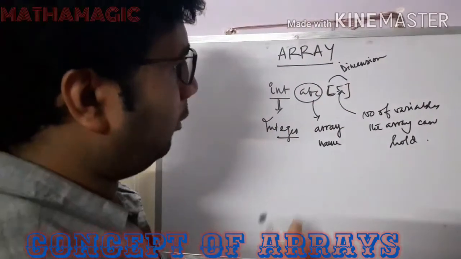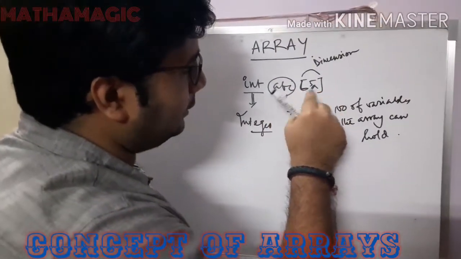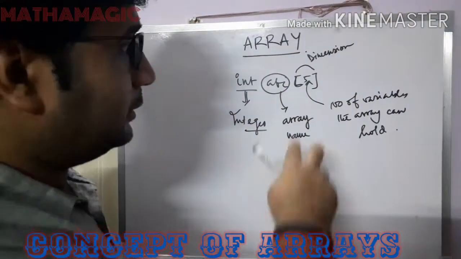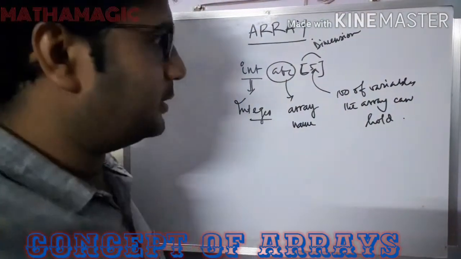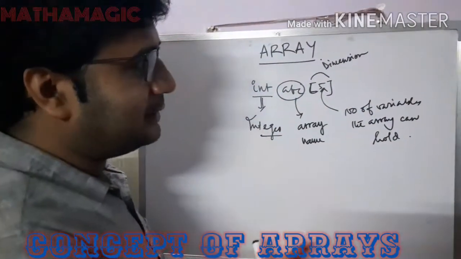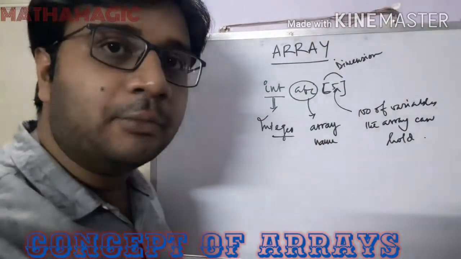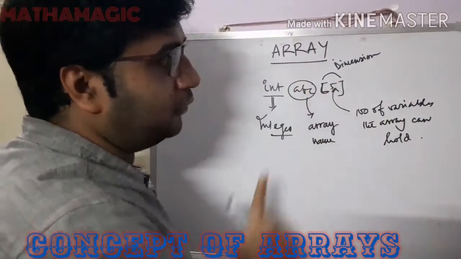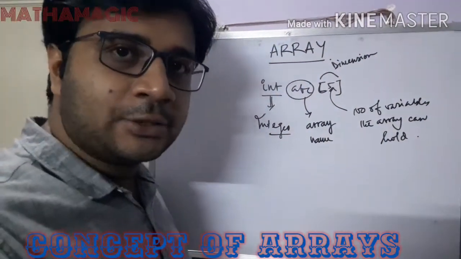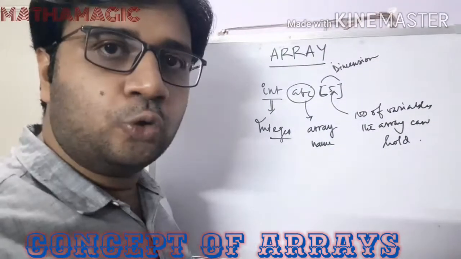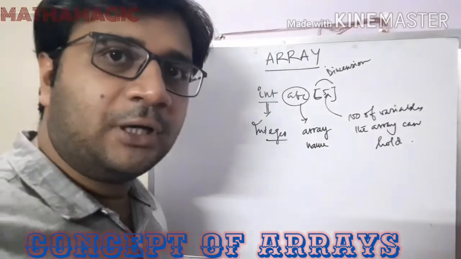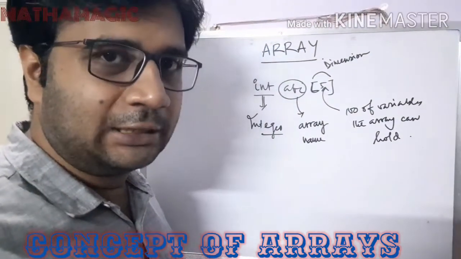And now comes the most important thing. This is one pair of third bracket. This means this array is a one dimensional array. I'll repeat it once again. One pair of third bracket means one dimensional array. Two pairs of third brackets mean two dimensional array. Three pairs of third brackets mean three dimensional array. This is how it goes on.